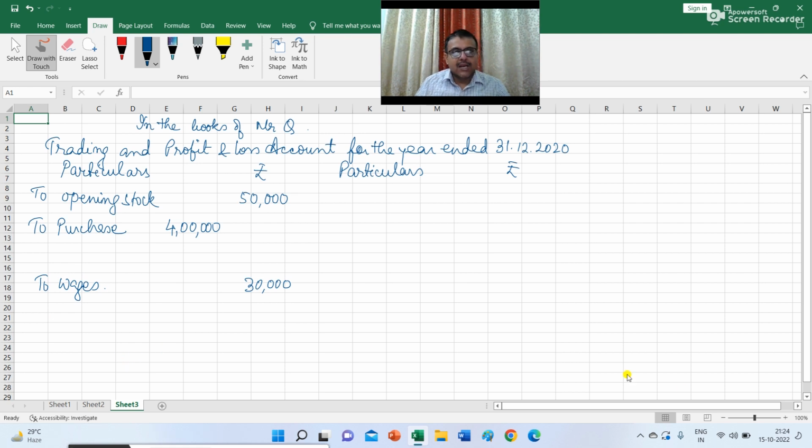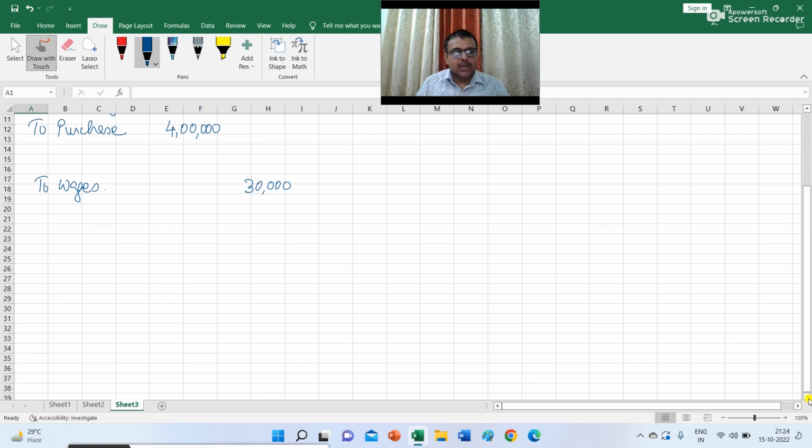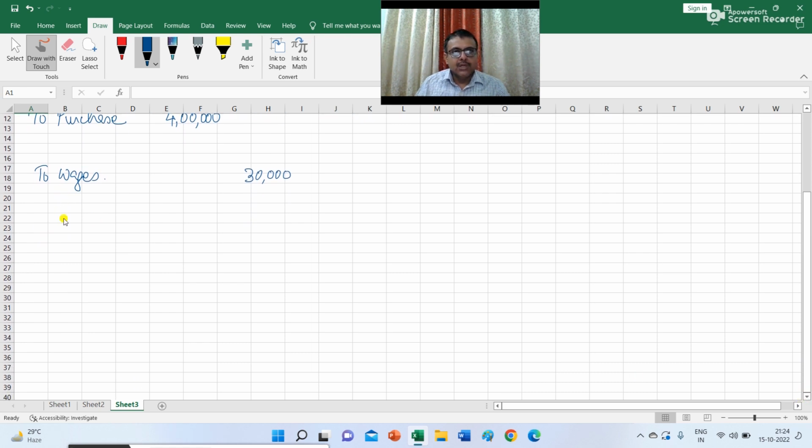Next item is salary. So salary is a part of your PL account, that is profit and loss account. So I have to leave some space here to record the other entries of trading account, and then I am recording here to salary. And I have already discussed that there is an adjustment entry regarding salary, regarding the outstanding salary.